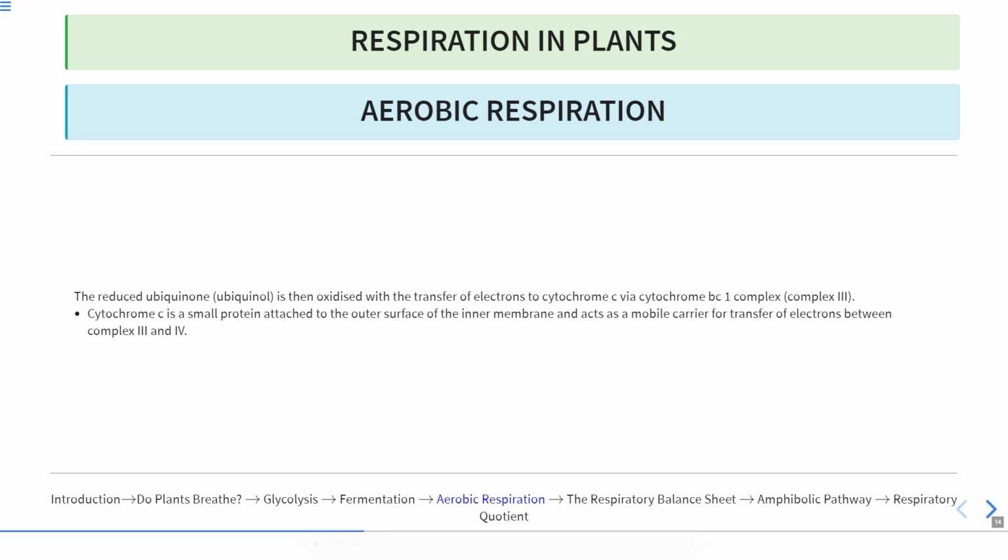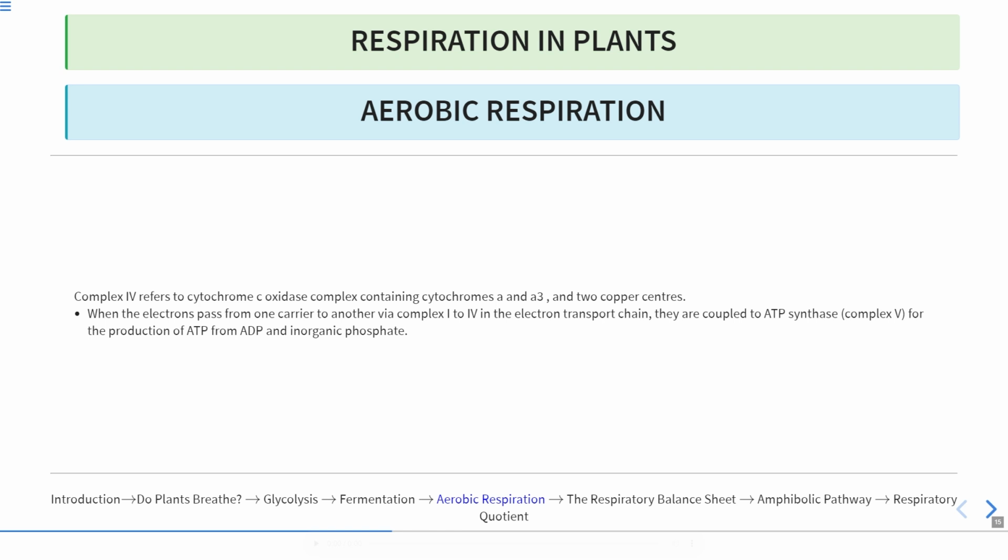Cytochrome C is a small protein attached to the outer surface of the inner membrane and acts as a mobile carrier for the transfer of electrons between complex 3 and complex 4. So this is the cytochrome that makes the connection between complex 3 and complex 4. It is a very small protein attached to the outer surface of the inner membrane, acting as a mobile carrier for the transportation of electrons between complex 3 and complex 4.